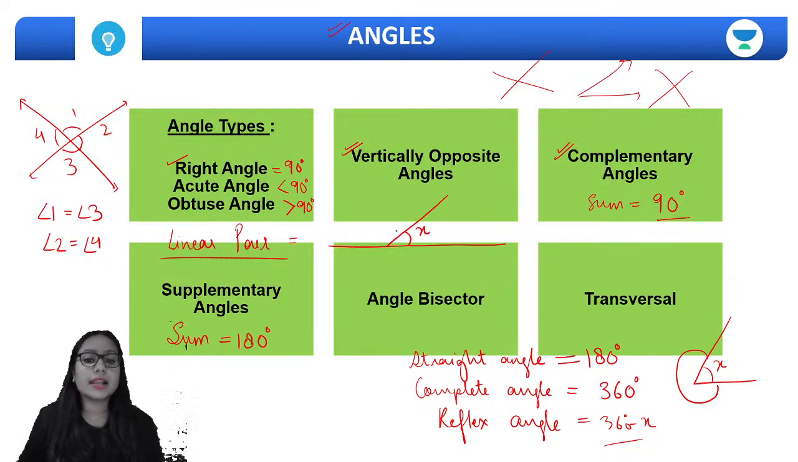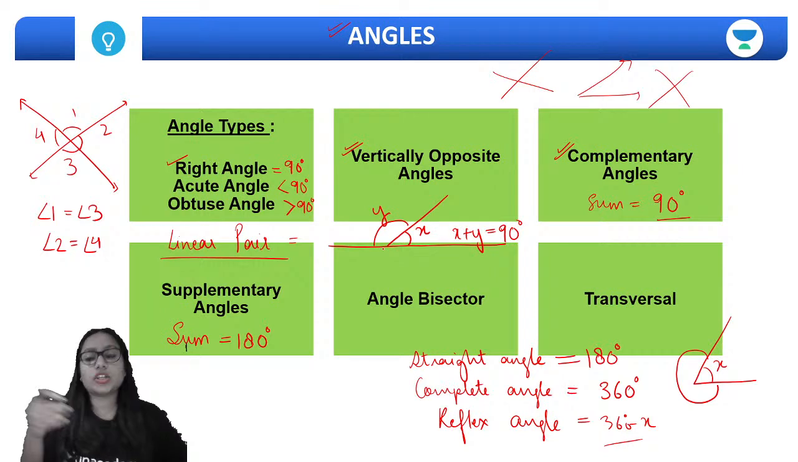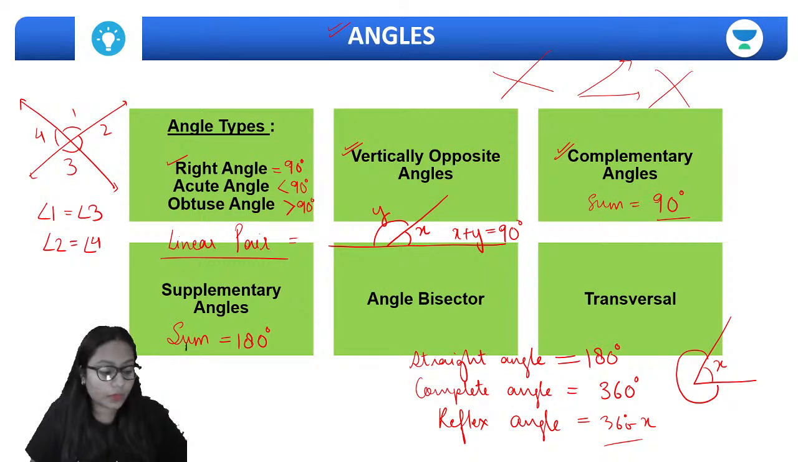So if this is angle x and this is angle y, then the sum of angle x and y would be equal to 180 degrees. So this is a linear pair. From here I can say that x and y are supplementary angles, right? So all the angles which are a linear pair are supplementary angles, but it is not necessary that a pair of supplementary angles is a linear pair. I hope the definitions of supplementary angles, complementary angles and linear pair are clear.